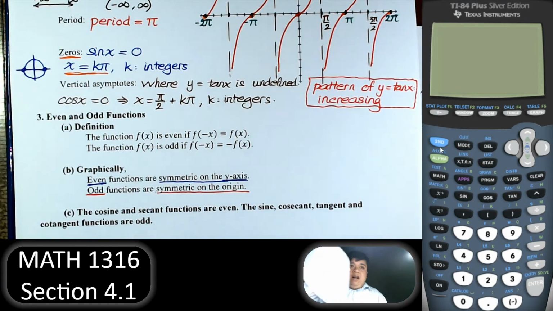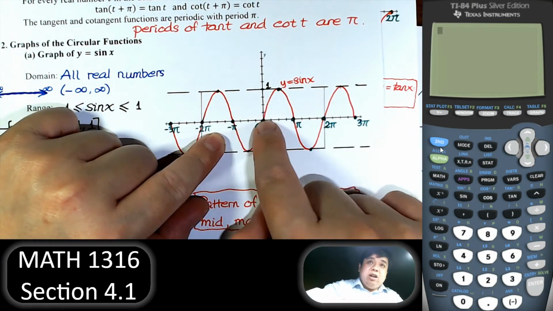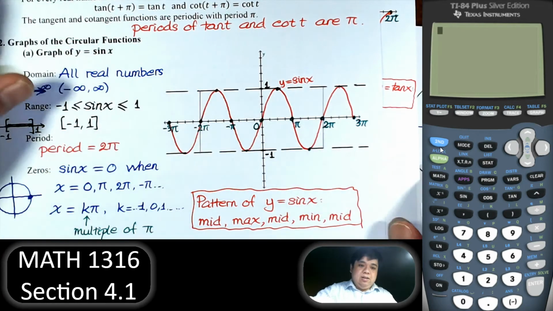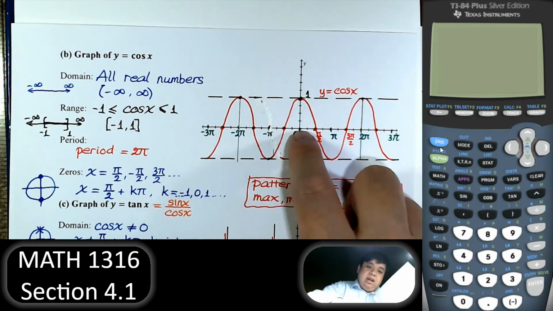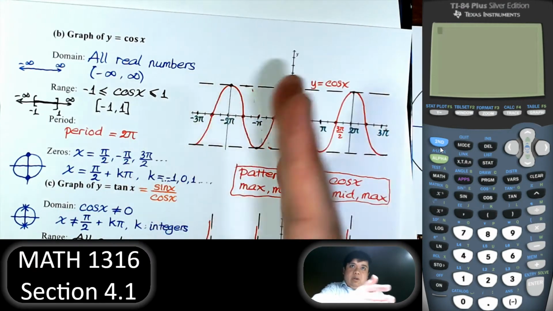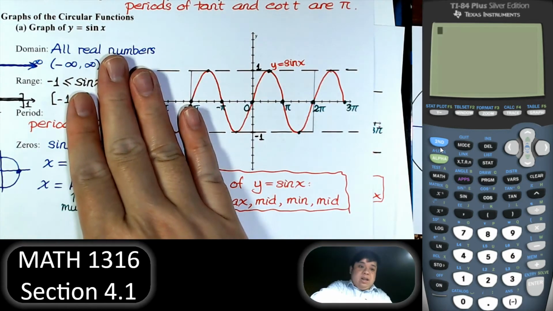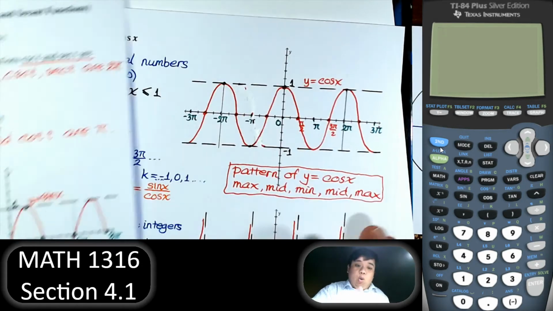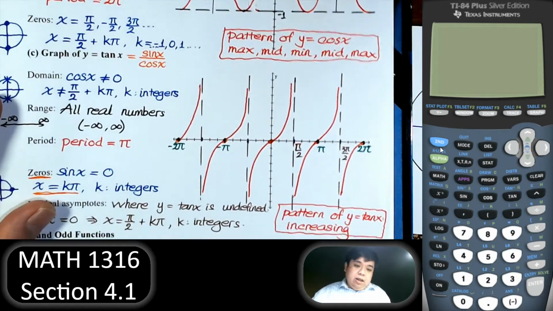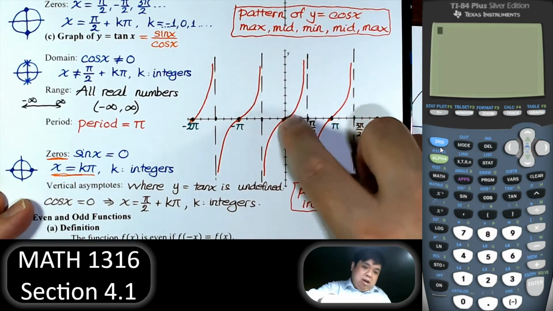So if we have the graph of sine x, it is symmetric on the origin, right? And the cosine is symmetric on the y-axis. As you see, this is the mirror image from the left side and the right side. You cannot do that with the sine. If you flip on the other side, it will not be the same graph. But the cosine, if we flip it, it will be the same graph. Tangent, because it goes through this point, is symmetric on the origin.